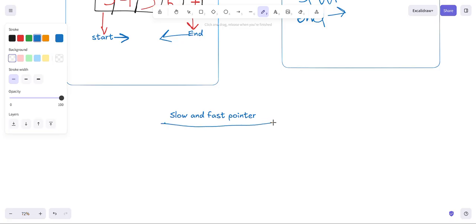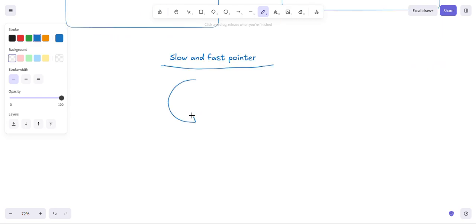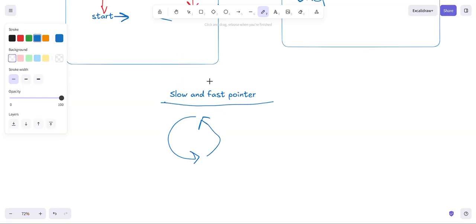Just understand, you can't understand this with theory. You need to implement it, then you will understand. Just understand, when there is something infinite, like a loop, where everything is infinite, there is a cycle. Therefore we need to use slow and fast pointer. In future, if you are not able to solve this kind of question, we will make one more video on that slow and fast pointer.